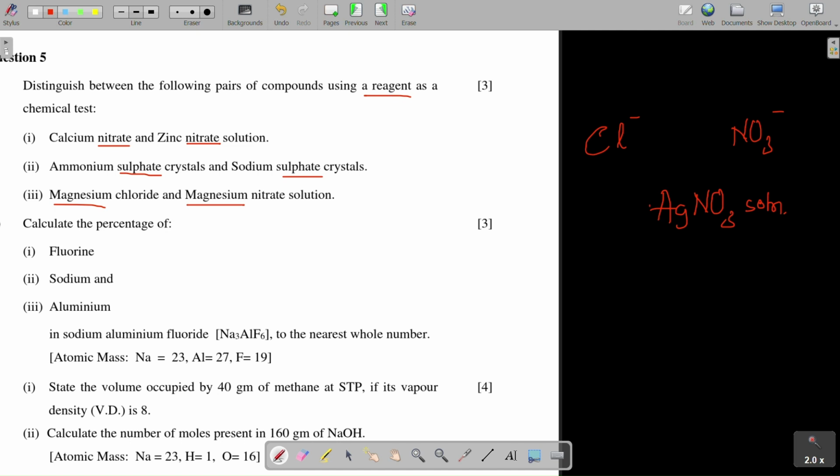Silver nitrate solution with chloride will give you silver chloride precipitate, which is white. But with nitrate it will not react at all because both are nitrates. Therefore, magnesium chloride gives a white precipitate with silver nitrate solution, whereas magnesium nitrate does not react. So that will be your distinction.